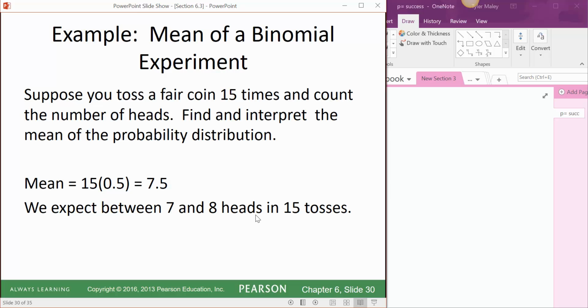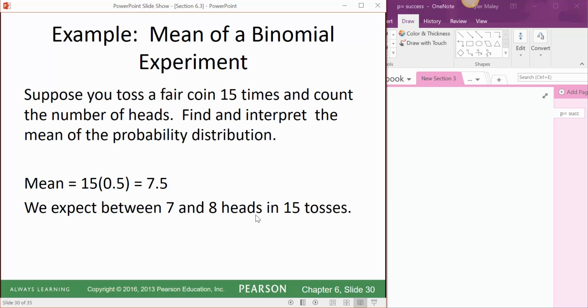So let's practice finding the mean. Suppose you toss a fair coin 15 times and count the number of heads. Find and interpret the mean of the probability distribution. So the mean would be 15 coins, and p here is 0.5, right? Because I have a 50% probability of getting a heads. So 15 times 0.5 is 7.5.